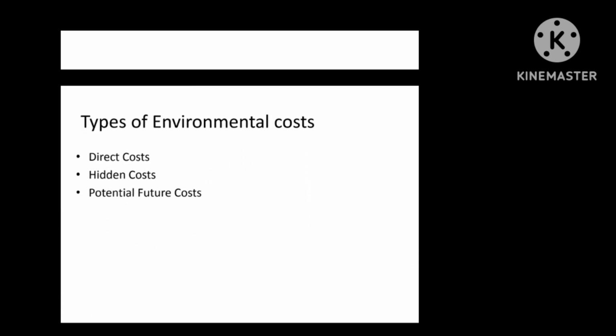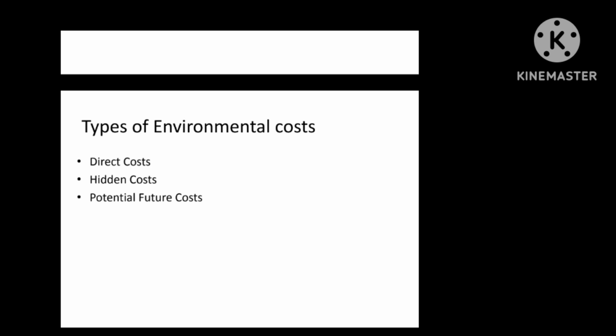Next is types of environmental cost. There are three types of cost: direct cost, hidden cost, and potential future cost. Direct costs are properly visible to the organization. Hidden costs are unseen or neglected by the organization. Potential future costs are beneficial mainly to the future aspects.